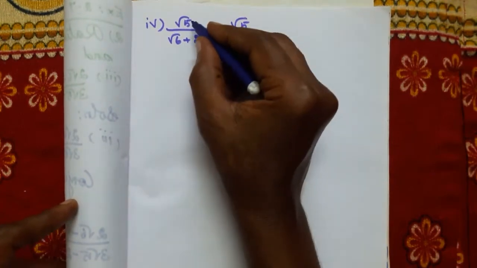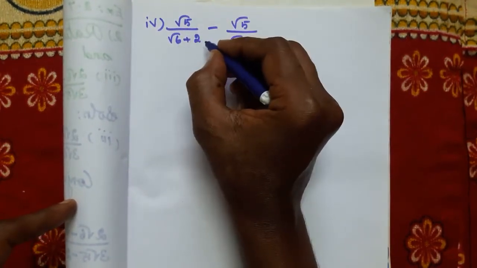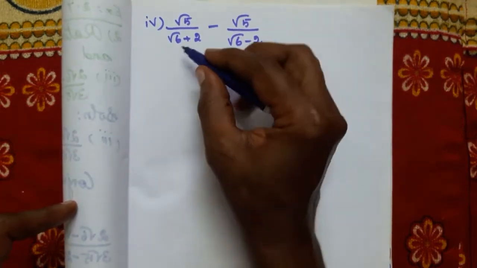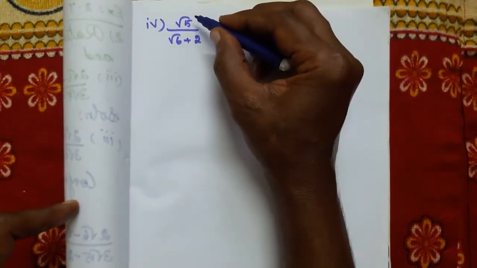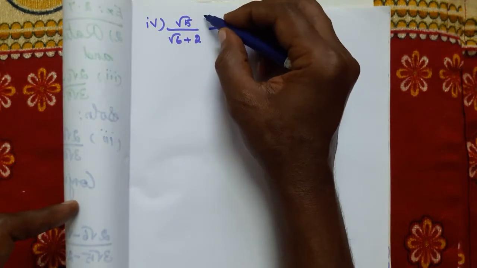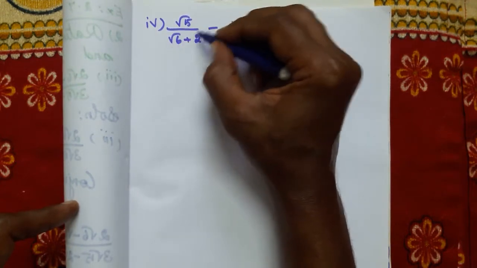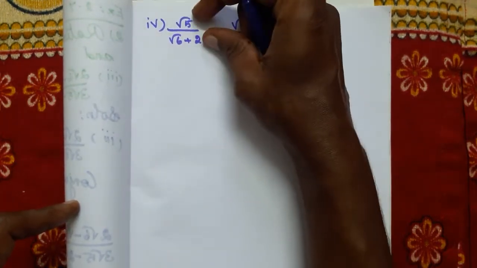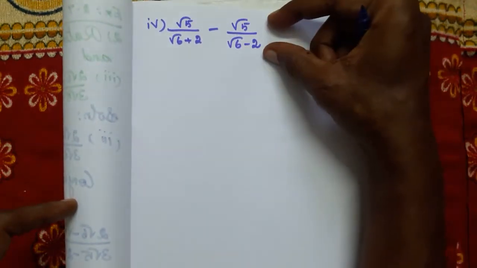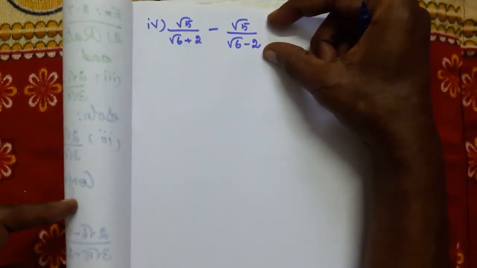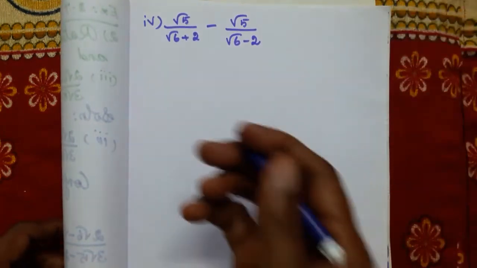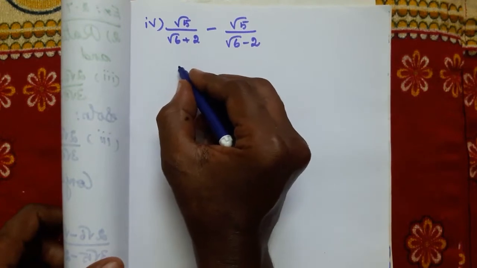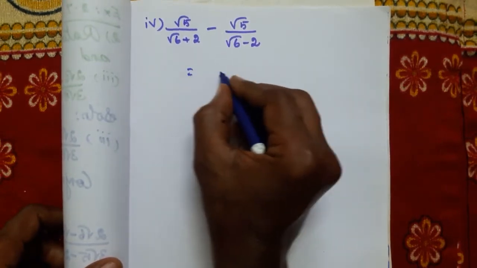Next, fourth question: root 5 by root 6 plus 2 minus root 5 by root 6 minus 2. Here there are two methods we can do. First method, we find the conjugate and multiply it with the numerator and denominator, in both terms. Second method, we find the LCM. When we are finding the LCM, what are we getting?